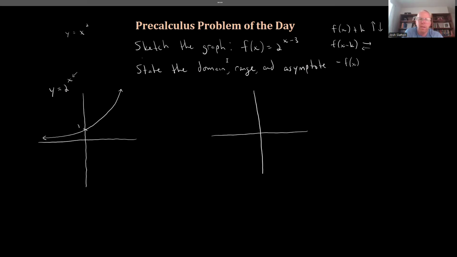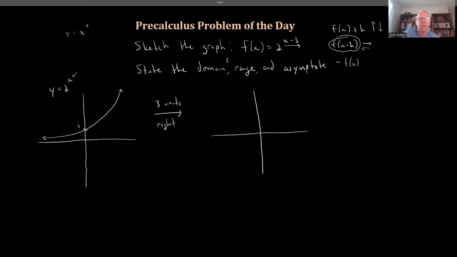We have 2 to the x minus 3. The x minus 3 is part of changing the input, so this is going to be a horizontal move. And since it's subtracting a 3, we're going to be moving to the right, like that. So we have our parent function here, and we need to move this 3 units to the right.